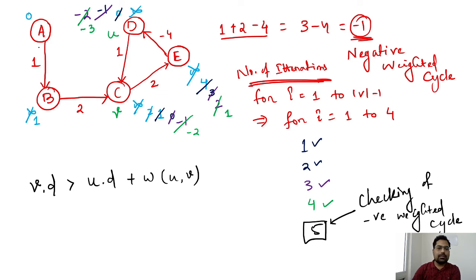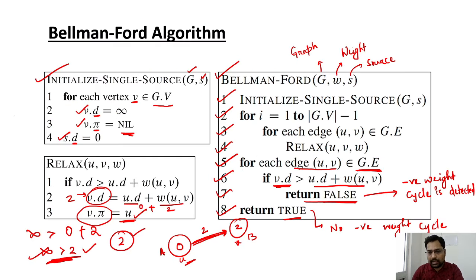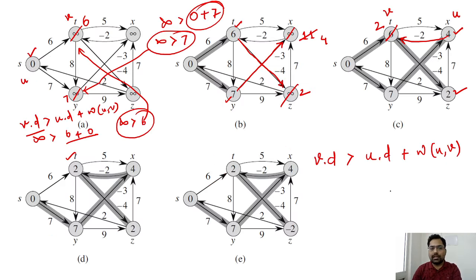Clear? So in this case, 0 plus 1 is 1, which is correct. Here 1 plus 2, previously it was minus 2, so minus 2 is not greater than 3, so no need to relax this one. If this happened, we need to relax. Clear? So as per our rule, if this happened, we must return false, meaning negative weight cycle detected.